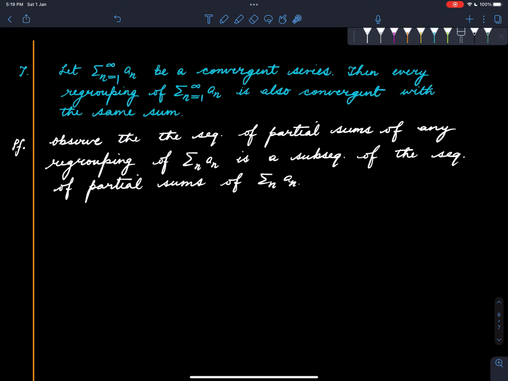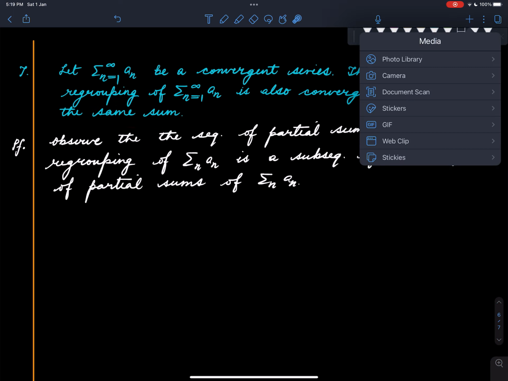And since the series is assumed to be convergent, this sequence of partial sums is convergent, and hence any subsequence of it also is convergent, and it in fact converges to the same limit. And not just that any regrouping is convergent, we also have that it is convergent with the same sum. So that's it. It's a very simple fact.